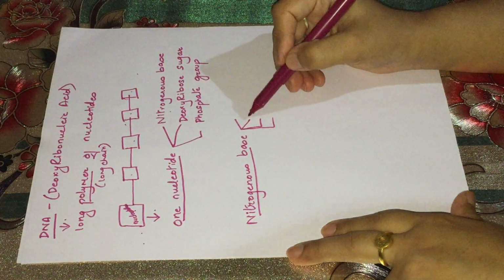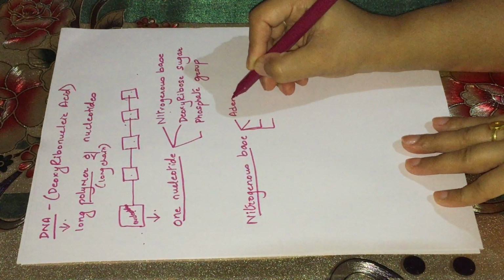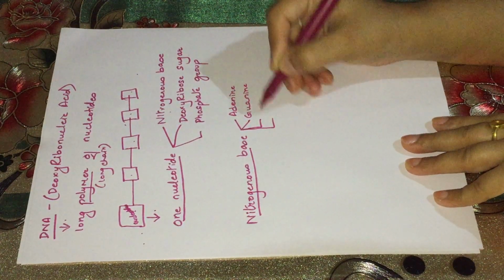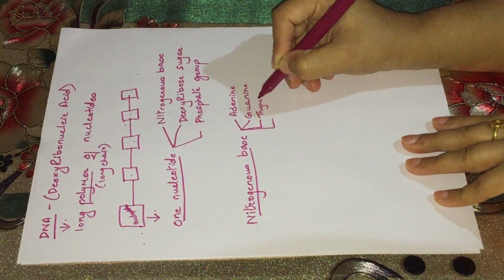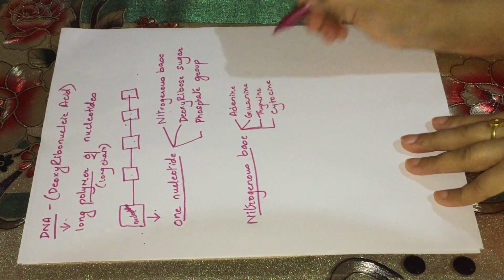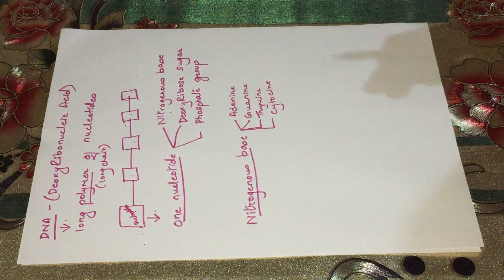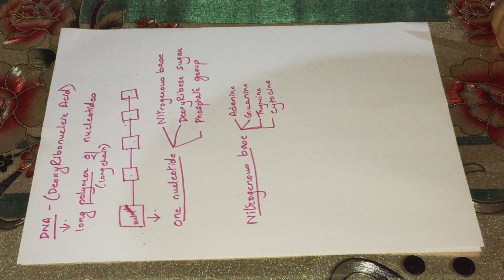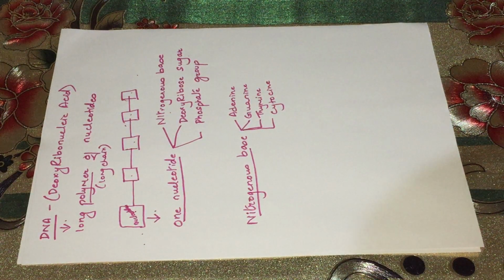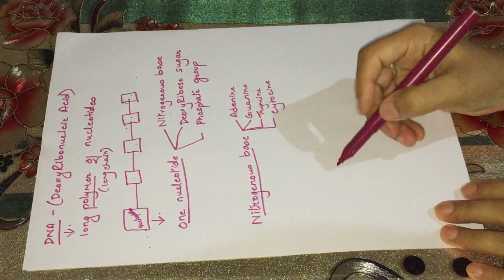There are four different types of nitrogenous base: adenine, guanine, thymine, and cytosine. So there are four types of nitrogenous base. You can see this in your NCERT book, it is clearly given.